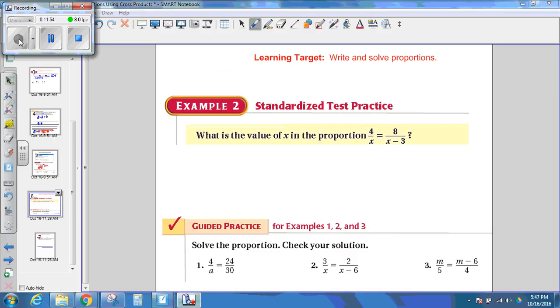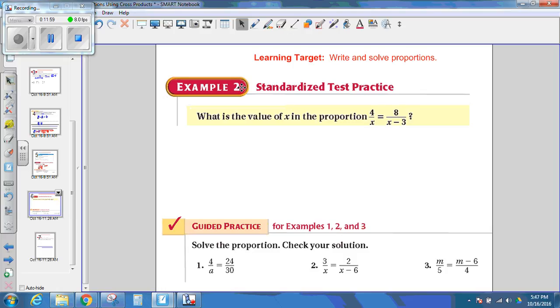Okay, so let's get into a little bit more challenging problems. For the second example, we have 4 over x equals 8 over x minus 3, excuse me. So we're still going to use cross products here. 4 times x minus 3 equals 8 times x, and I'll write it this way. So 8x, doesn't matter which one you write first, equals 4 times the quantity x minus 3.